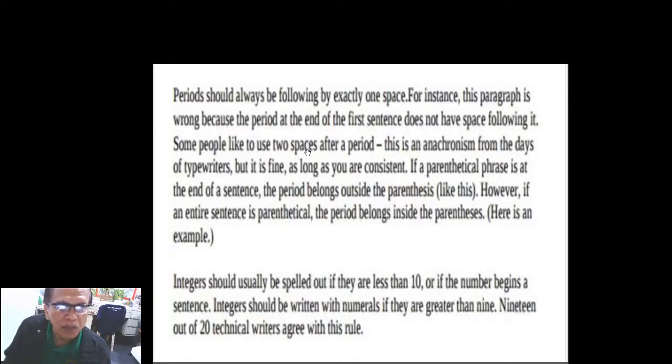Some people like to use two spaces after a period. This is an anachronism from the days of the typewriters. It is fine as long as you are consistent.